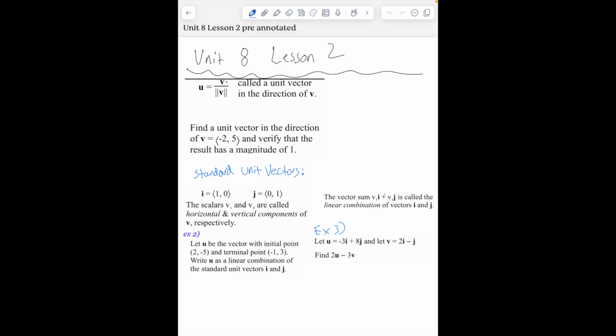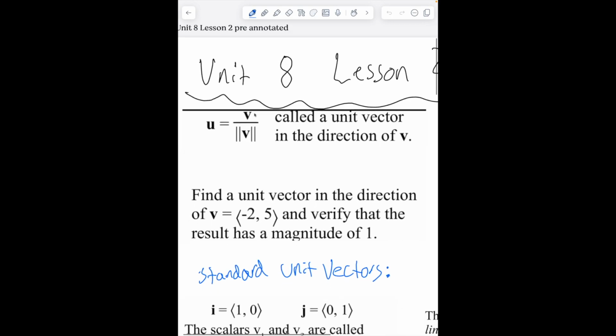Continuing on with vectors, this time we're talking about a unit vector, which is something that has a magnitude of 1. So we can take vector v and divide it by its magnitude, and that gives us the u vector, which we're going to call the unit vector.